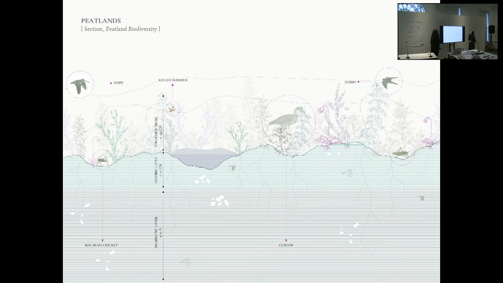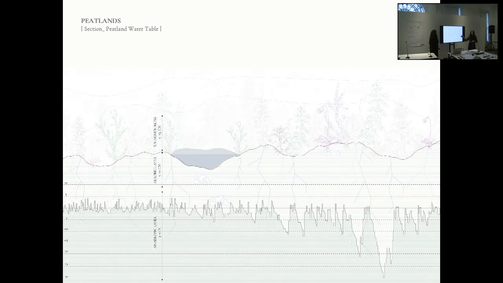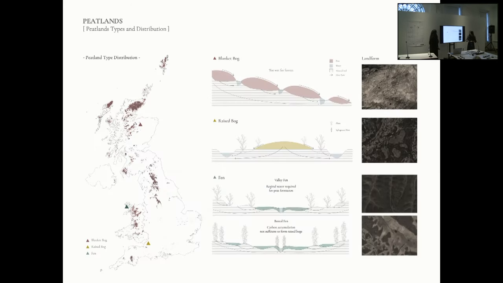So looking at the peatland sections, it accumulates 1 millimeter of organic matter per year, and it takes around 3,000 years to form 3 meters of peat. These are the several plants and animals' homes, and the dominant one is the sphagnum. And the water table here is usually quite high. So in the UK, they have a complex combination of peatland like blanket bog, raised bog, and fen.